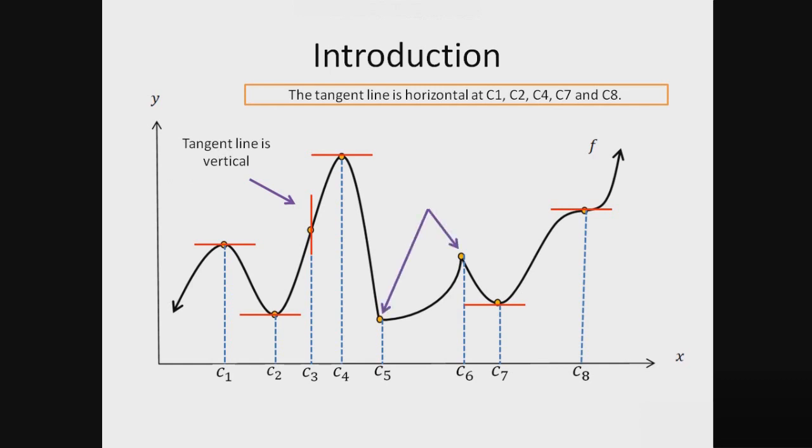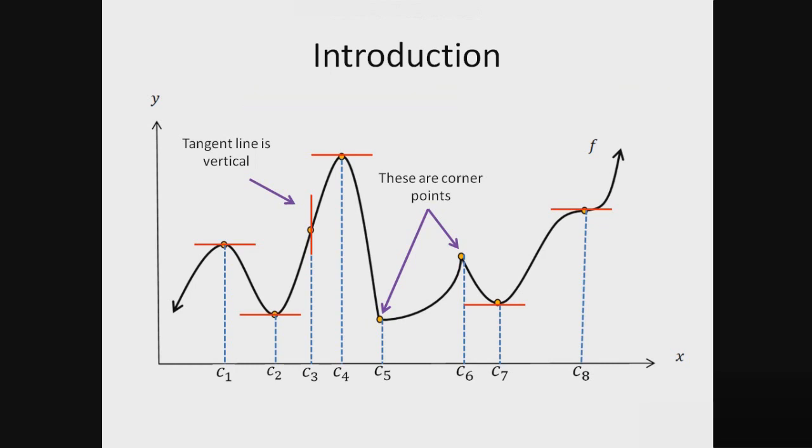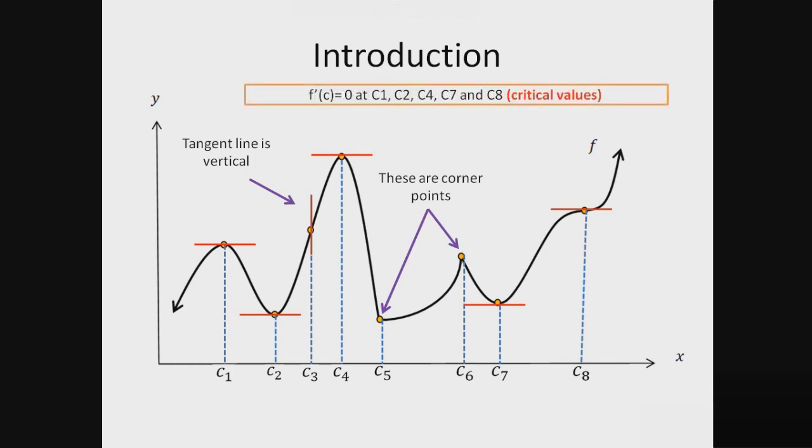And C5 and C6 are called corner points. The f prime, or the derivative, is undefined here. So f prime c is equal to 0 at C1, C2, C4, C7, and C8, which are critical values, while f prime c does not exist or is undefined at C3, C5, and C6.